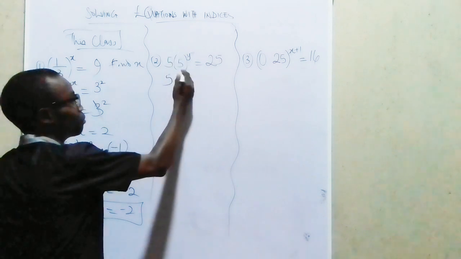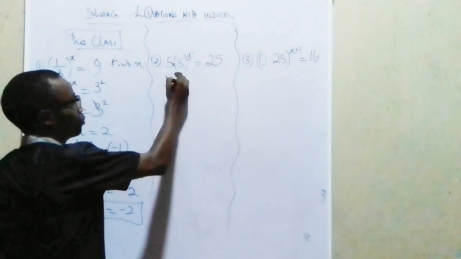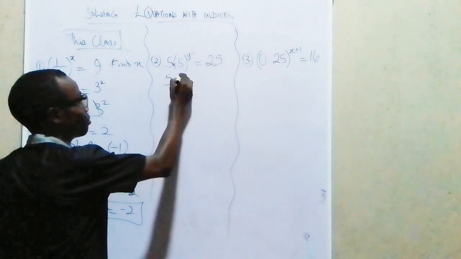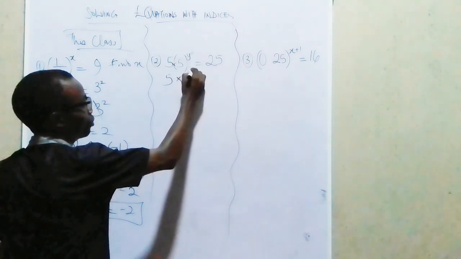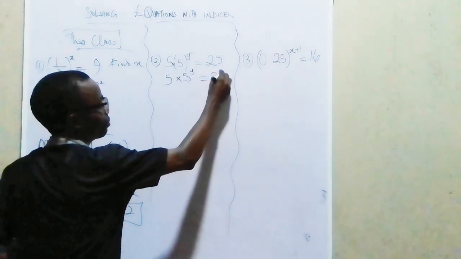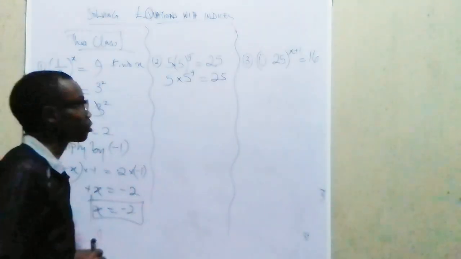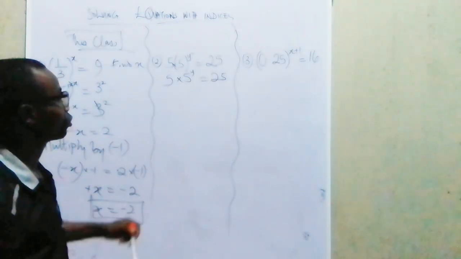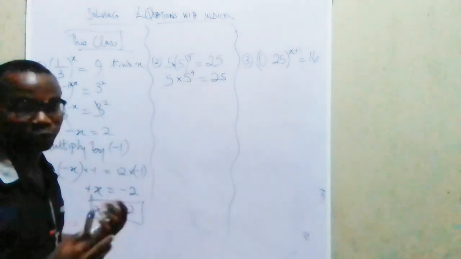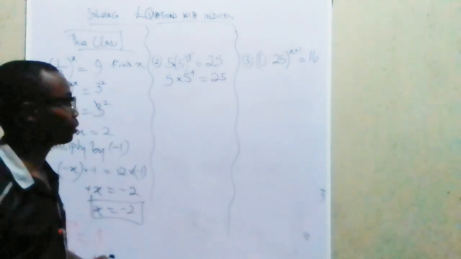You remember we said the bracket means times, right? So 5 times this, actually 5 times 5. Now this power belongs to this one: 5 raised to the power y is equal to 25. If we leave it this way, it's going to be a bit complicated. We want a situation where we solve for y, and we'll do that quickly. I'll solve it in a very simple way.